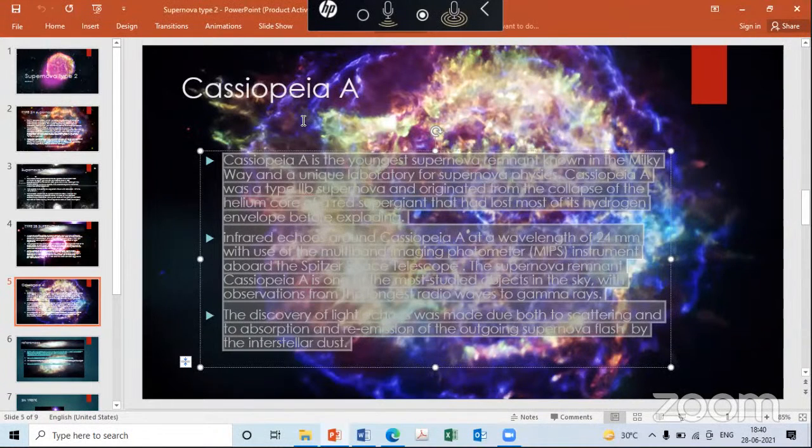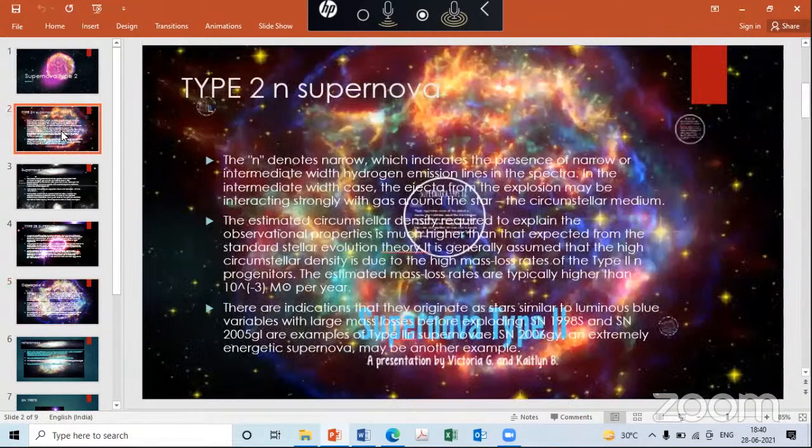My name is Simran, and I'm going to explain two types of supernova: supernova type 2N and supernova type 2B. First, let's talk about the type 2N supernova. Can anyone explain what happens in a type 2N supernova?